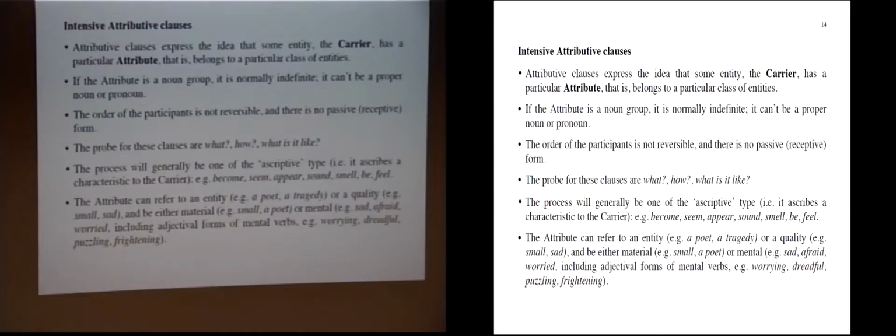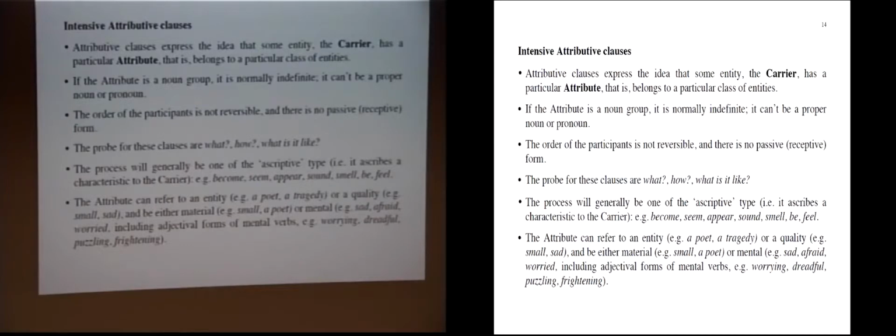these express the idea that the carrier, the one that's usually the subject, has a particular attribute that belongs to a particular class of entities. So the attribute is when we say something like beautiful, or a poet, or a teacher, then we're saying something like the class of beautiful things, or the class of people who are poets, or the class of people who are teachers. And so that's why if it's a noun group like a teacher, it's going to be indefinite. It can't be a proper noun or a pronoun. So you can't use I, me, him, it, or something. It's going to be like a poet, a teacher, indefinite with the a in front of it.